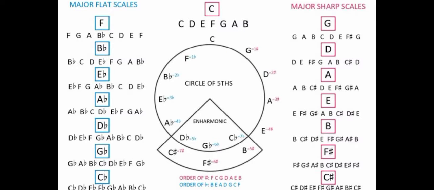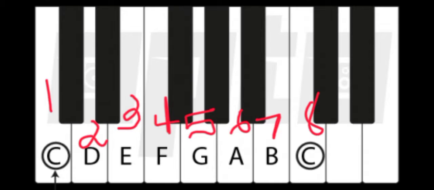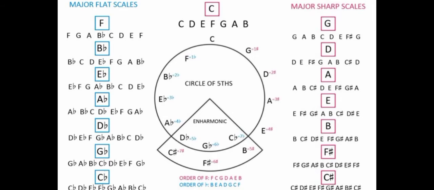Let's count from the C major scale. Let's start from C, and the fifth letter is the next letter we're going to put on our circle of fifths. Let's start counting. The first letter will be C, which is 1, D 2, E 3, F 4, G 5, 6 A, and 7 B. But we want the fifth letter, which is G. So we're going to put G on the circle of fifths after the C.